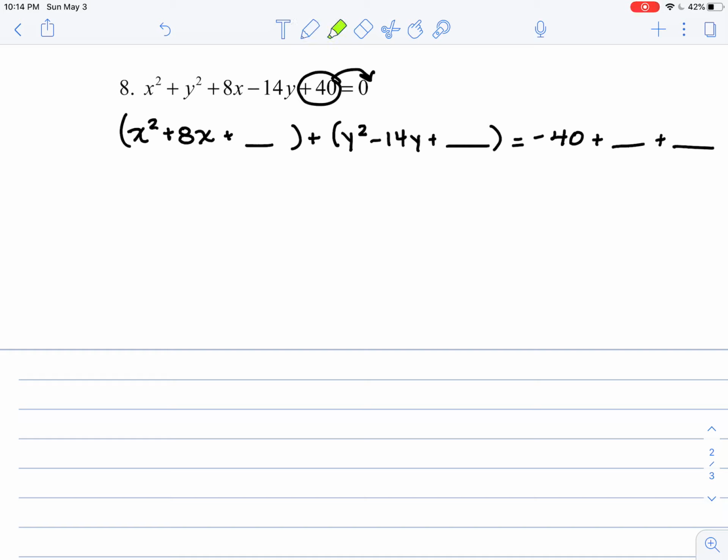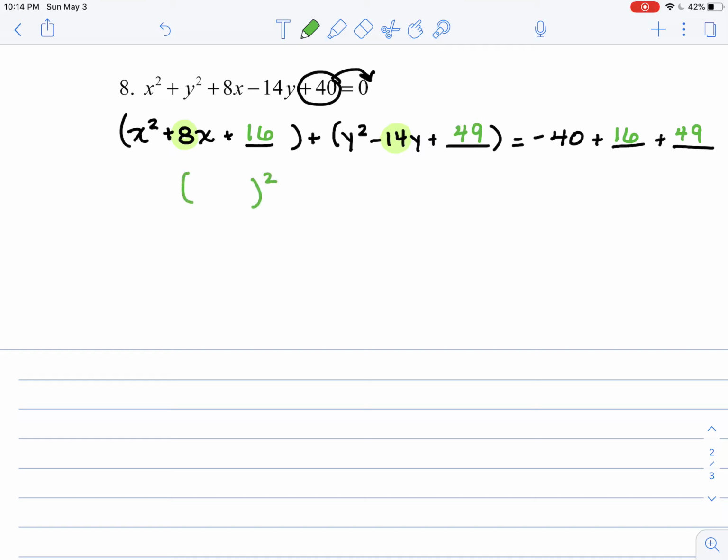Okay, to complete the square with the x's, I'm going to take the middle term 8, cut it in half, square it. So 8 divided by 2 is 4. 4 squared is 16. That's the number that I add to the x's. I also add to the right side of the equation to keep it balanced. For the y's, in order to complete the square, I take the middle number, 14, cut it in half. That gives me 7. Square it, gives me 49. Add that to the y's and add it to the right side of the equation.